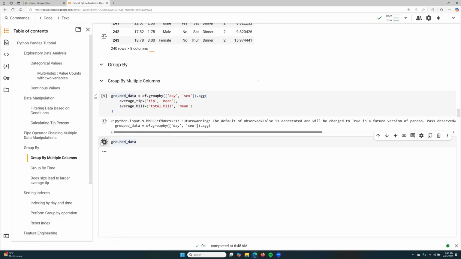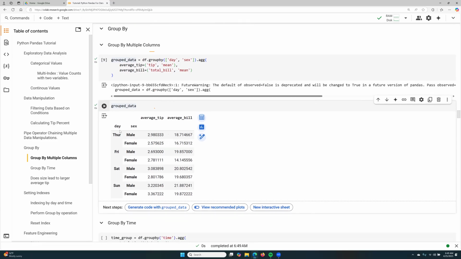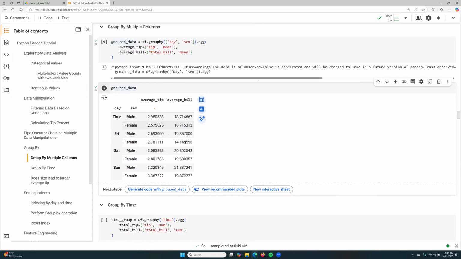And we group it, you see it's indexed by day and sex. So Thursday, male, female, Friday, male, female. What was the average tip? What was the average bill? That's pretty useful information. The average bill was higher for men on Sunday, but the tip was higher for females, which is pretty interesting.